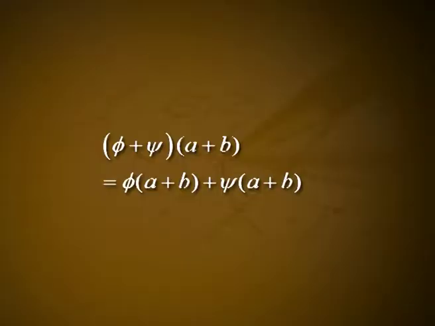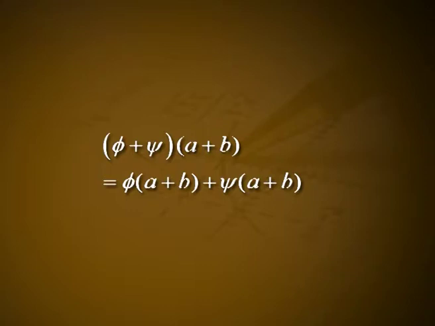Theorem 1. Let A be an additive abelian group. The set hom A of all endomorphisms of A forms a ring under homomorphism addition and homomorphism multiplication. Proof. We first show that hom A is an abelian group under homomorphism addition. First of all, we show that phi plus psi is a homomorphism.